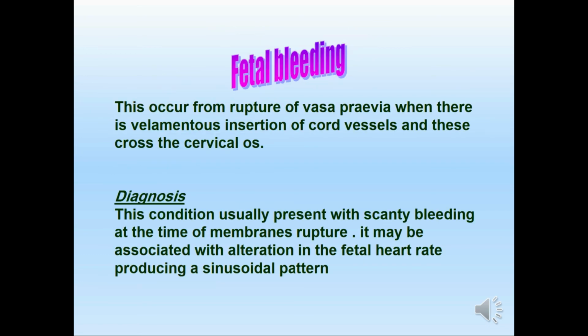We will talk about fetal bleeding, which, as we said, is vasa previa. This occurs from rupture of vasa previa when there is a filamentous insertion of the cord vessels and these cross the cervical os. Diagnosis: this condition usually presents with scanty bleeding at the time of membrane rupture. It may be associated with alteration in the fetal heart rate, producing a sinusoidal pattern.